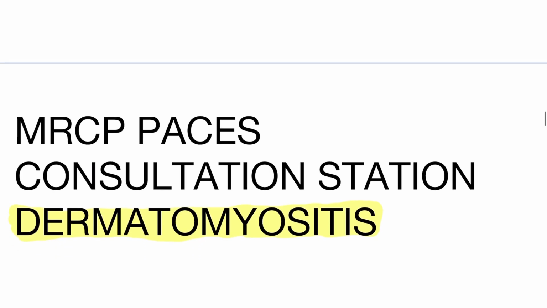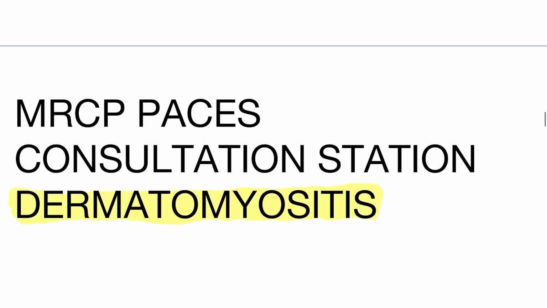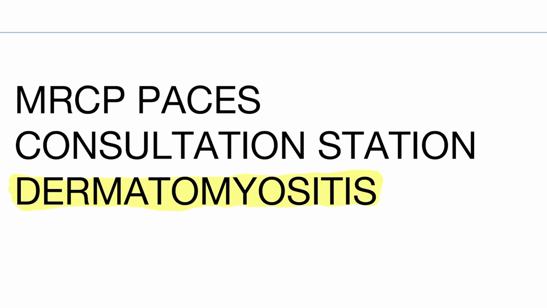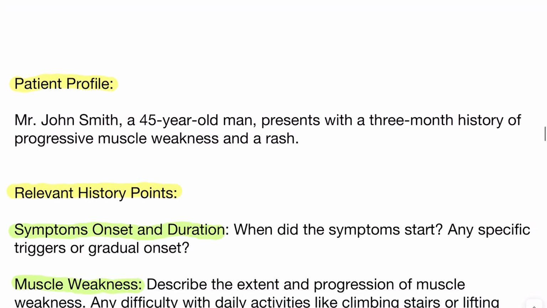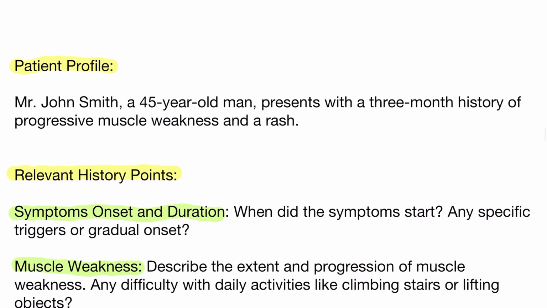So today I'm going to discuss yet another case for the MRCP PACES consultation station, and I'm going to talk a bit about dermatomyositis. So let's start our presentation. So this is a patient profile. Mr. John Smith, a 45-year-old man, presents with a 3-month history of progressive muscle weakness and a rash.